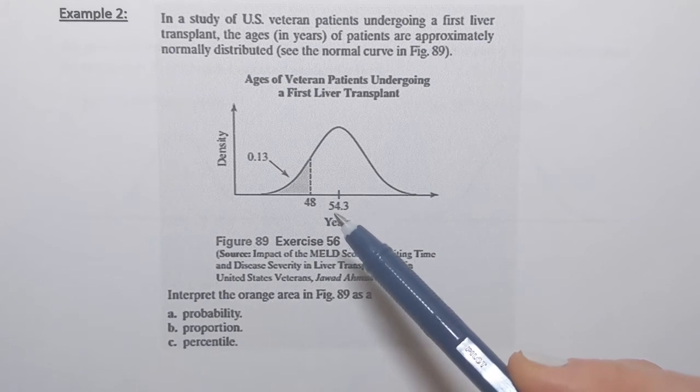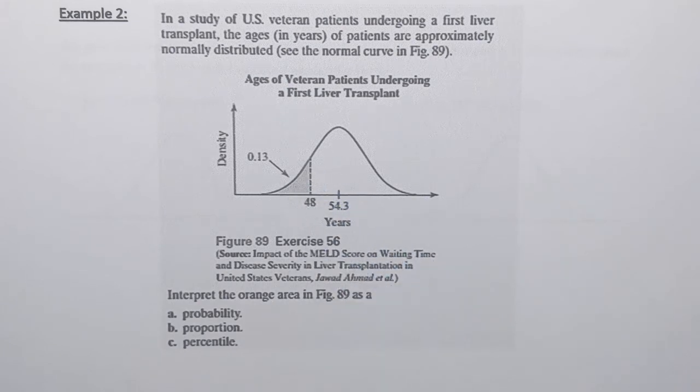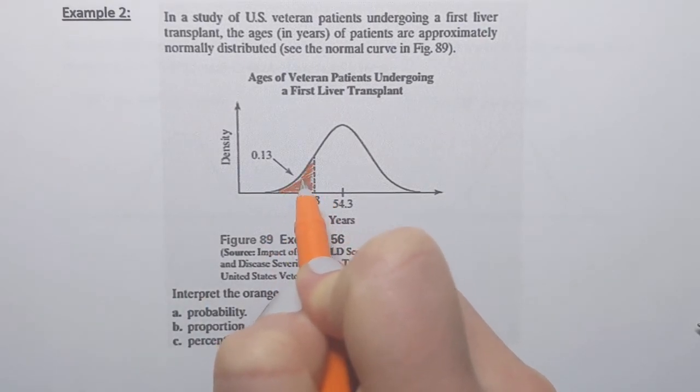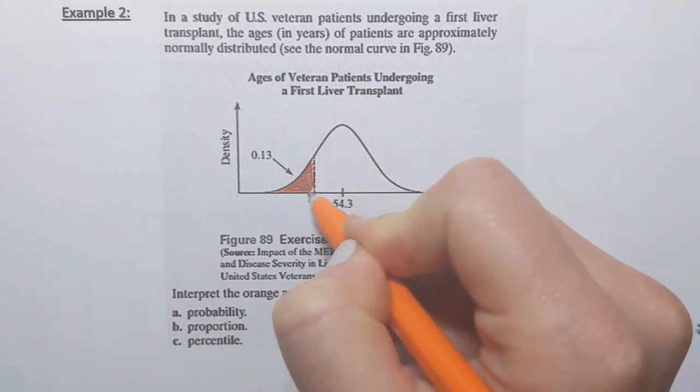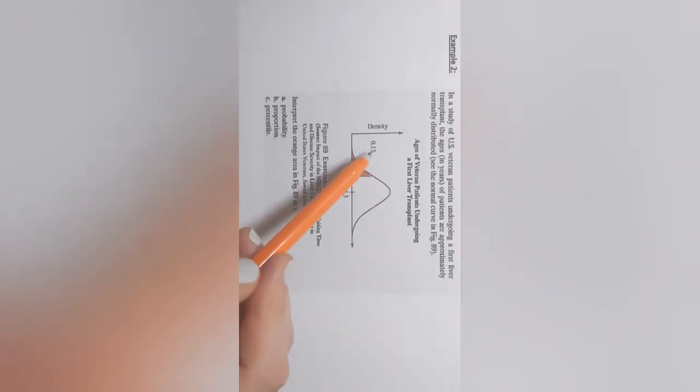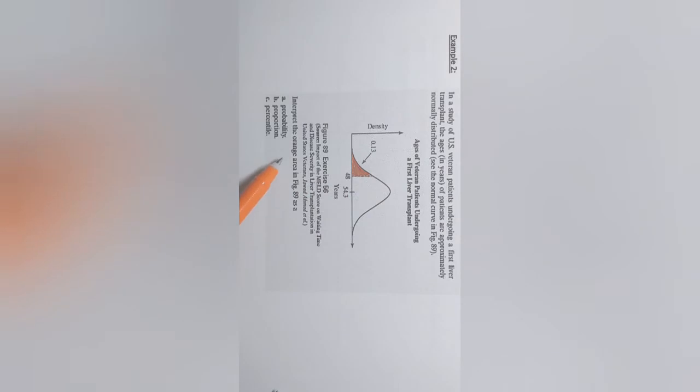And we want to interpret this area. Well, it says interpret the orange area. It's no longer orange. Let me make it orange. So now it's orange. So we want to interpret this orange area, which is noted to be 0.13. Remember that the whole area under the normal curve is 1, but this orange area is 0.13. So we want to interpret it as probability, proportion, and percentile.